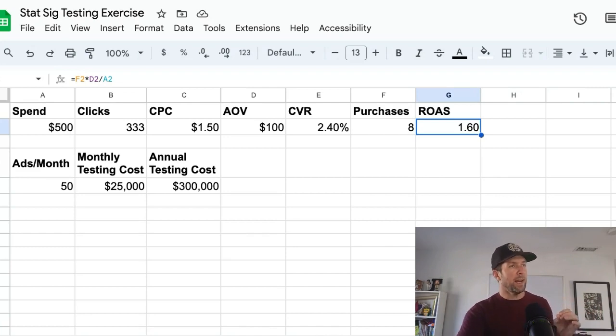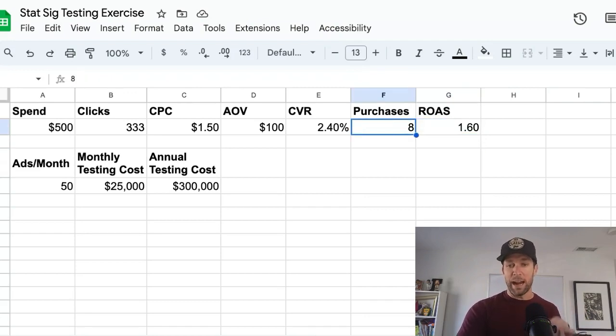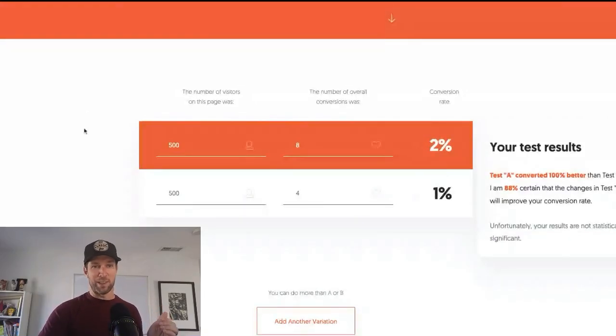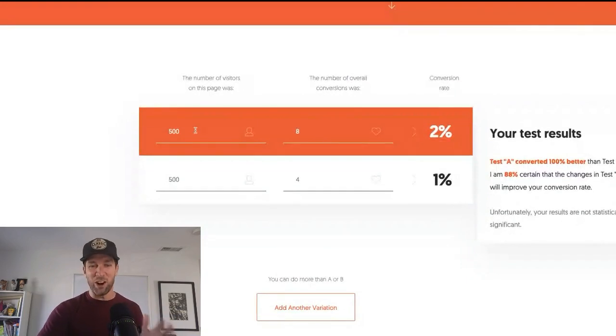So the reason that I do all that is because what I want to show you now is how much, or how little, that really tells you about the performance of your ad. If you have 8 purchases, I'm going to use Neil Patel's handy dandy A/B testing calculator online. What I want to show you is that if you have 8 purchases on $500 in spend, you have learned nothing about the total performance of this ad. You've learned almost nothing. In point of fact, 8 purchases on 333 clicks, okay? 8 purchases on 333 clicks.